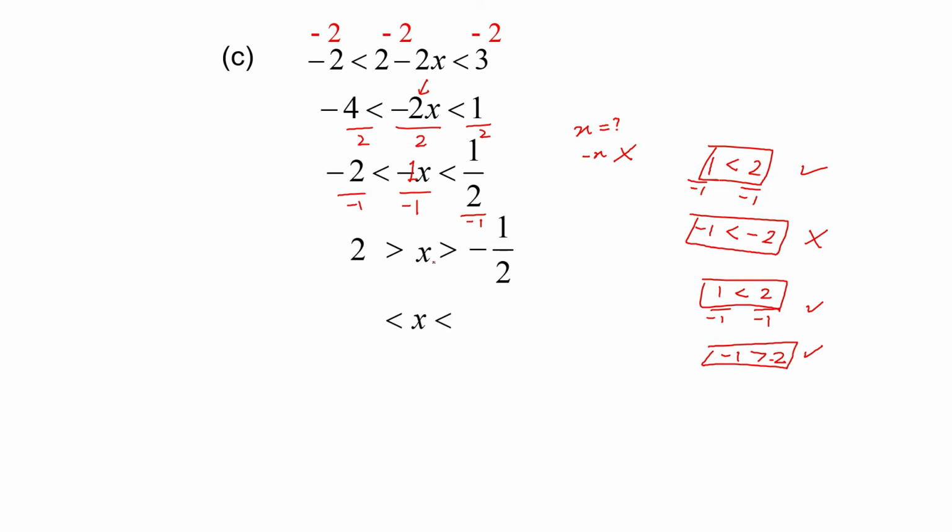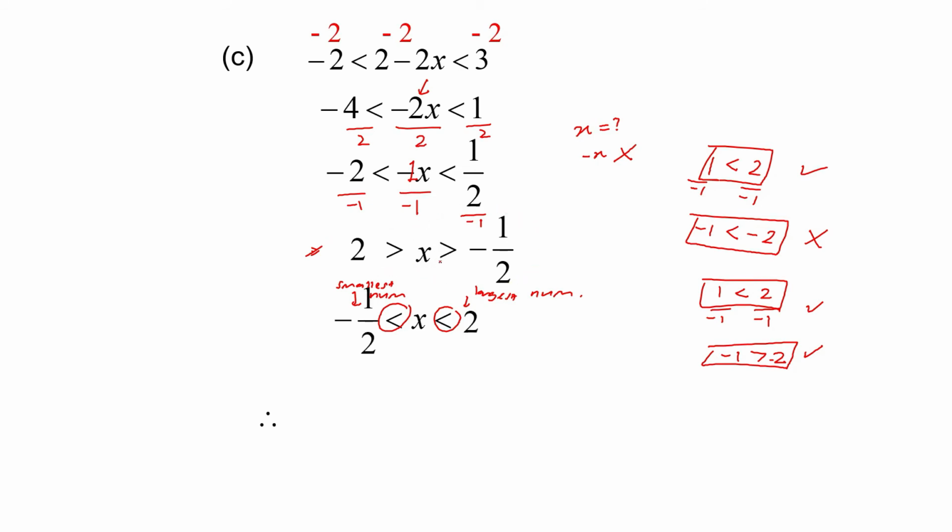But to write our final answer, we cannot just leave it like this. We have to change according to the smallest number on the left side, and the largest number on the right side. The symbol must be less than and less than. So how to write the smallest number on the left side? Is 2 the smallest number, or is negative 1 over 2 the smallest number? Of course it's negative 1 over 2. So write negative 1 over 2 on the left side and then 2 on the right side.